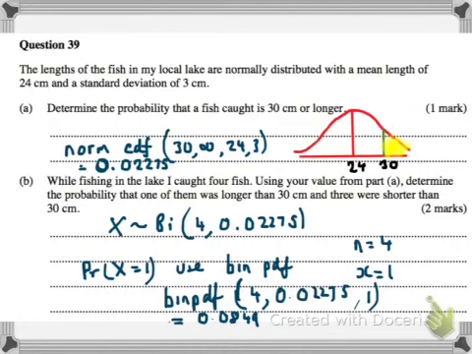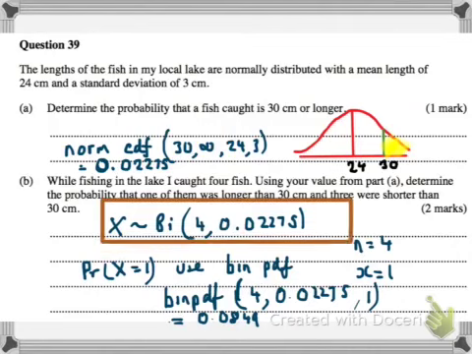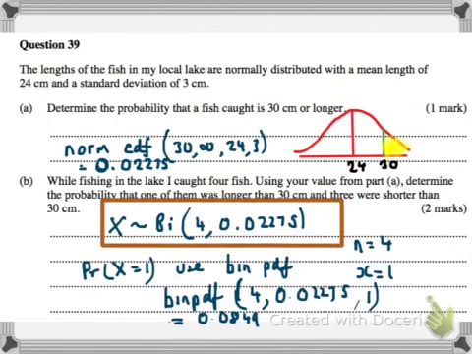When fishing in the lake, I caught 4 fish. Using your value from part A, determine the probability that one of them was longer than 30 centimetres and 3 were shorter. Okay, so we've got a binomially distributed variable here with a probability of success, that is, it's longer than 30. We've already calculated that from the previous question. You can see that's been transferred to there. And my number of trials is 4.